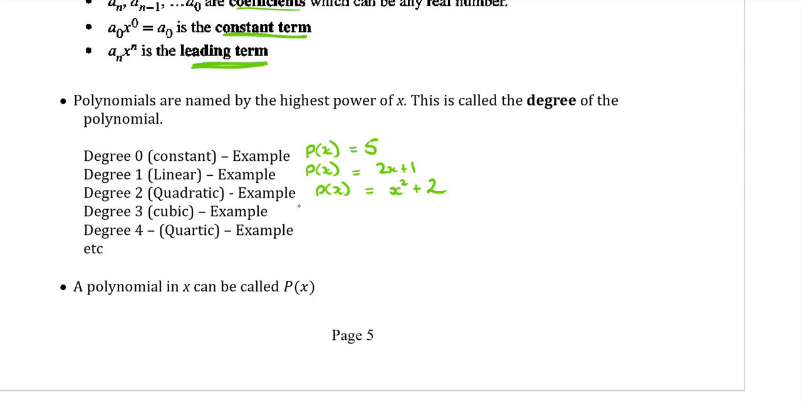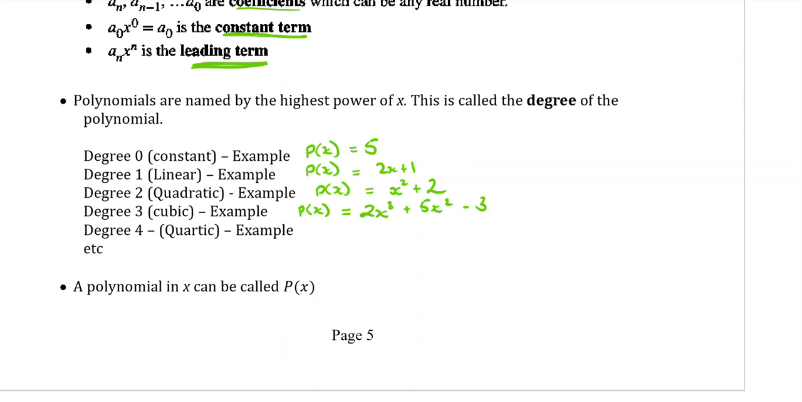A degree 3 polynomial is our cubic. So let's go, our highest power is something with a 3 in it. So let's go 2x to the power of 3. Maybe we're going to have an x squared term as well, and then skip all the way down to a constant term at the end.